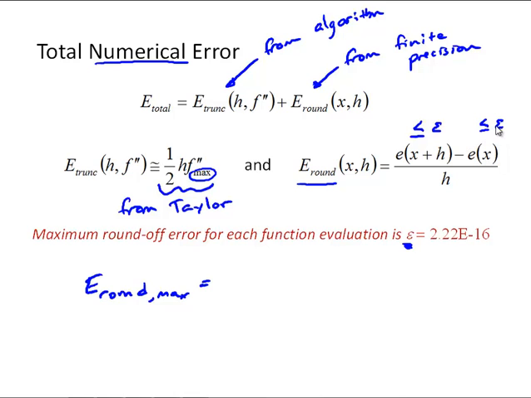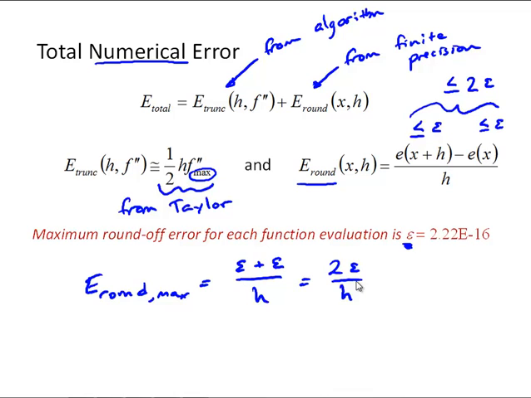And this could be a negative epsilon, this could be a positive epsilon, so we've had positive minus minus, so the total maximum error here would be less than or equal to 2 epsilon. So our maximum round-off error would be epsilon plus epsilon over h, or 2 epsilon over h.